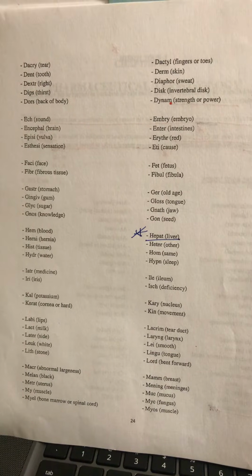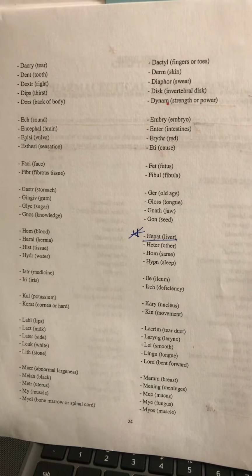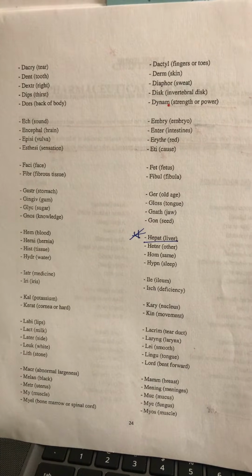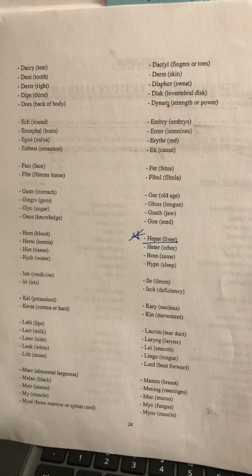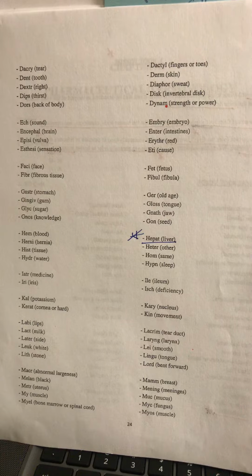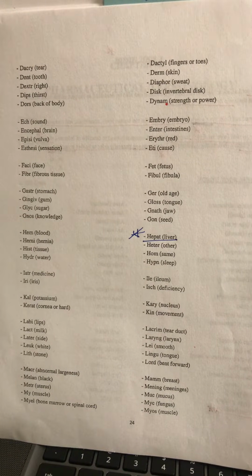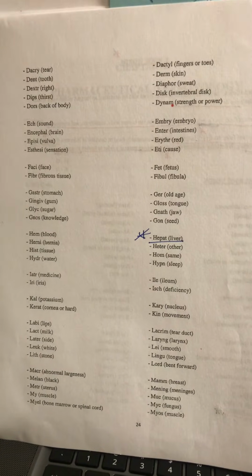Fetus, F-E-T. Fibula, that is that bone in your lower leg. Fibula. But all of these, you'll notice or know probably 85% of these without having to study. But make sure that you do know what they mean. Okay? Next page.